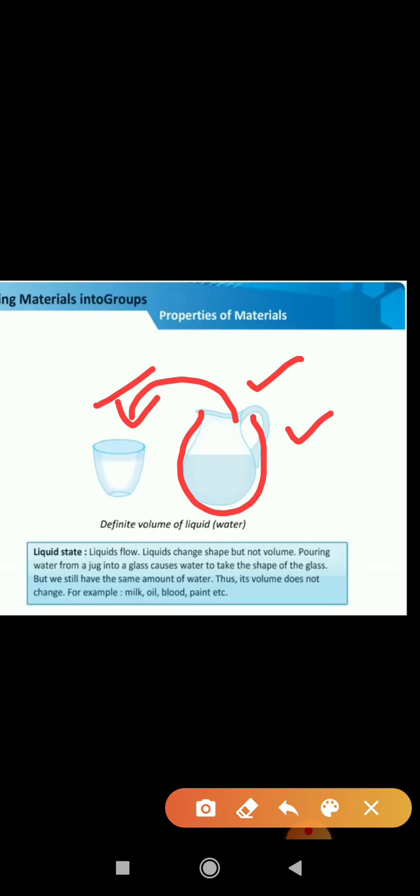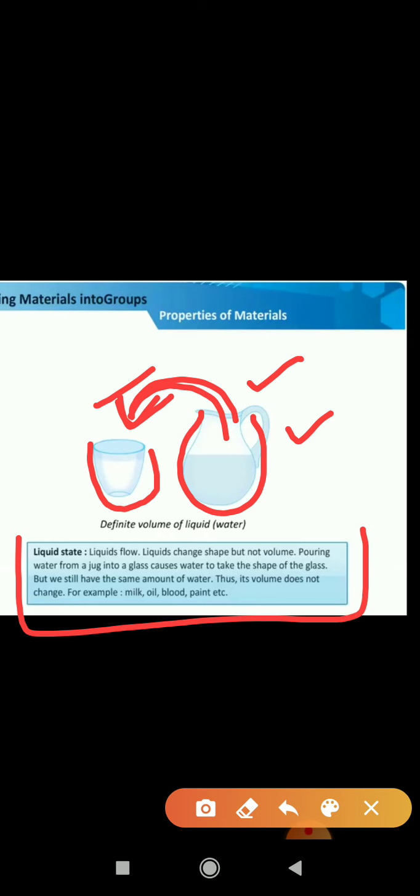Now let's talk about liquid state. You can see here one jug is kept over here and one glass is kept over here. If this jug is full of water, then the water will take the shape of this jug. If I transfer this water into this glass, then the water will take the shape of the glass. So why does this happen? Let's see.